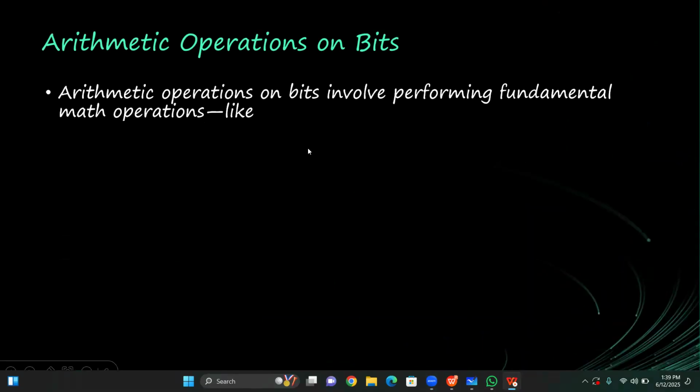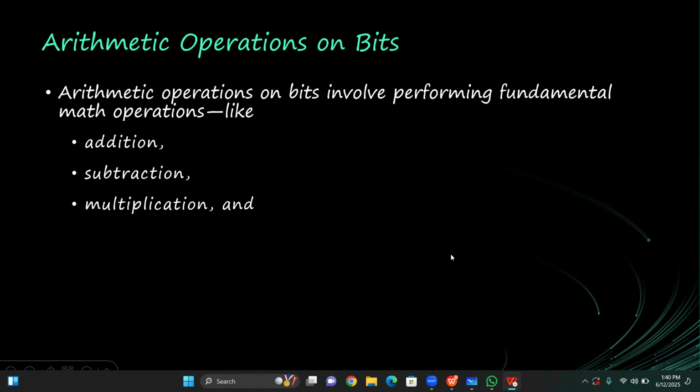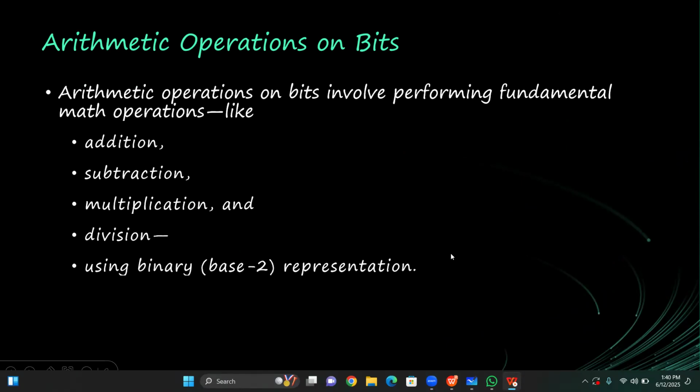Now, arithmetic operations on bits involve performing fundamental math operations like addition, subtraction, multiplication, and division. Most especially, we are performing these operations on binaries, not on decimals, okay? So we are performing it on base 2, not on base 10. We are used to doing addition on base 10: 10 plus 10, 2 plus 2, 3 plus 5, 7. Those are decimal, base 10 representations. But what we are going to be talking about in this session is performing arithmetic operations on base 2.